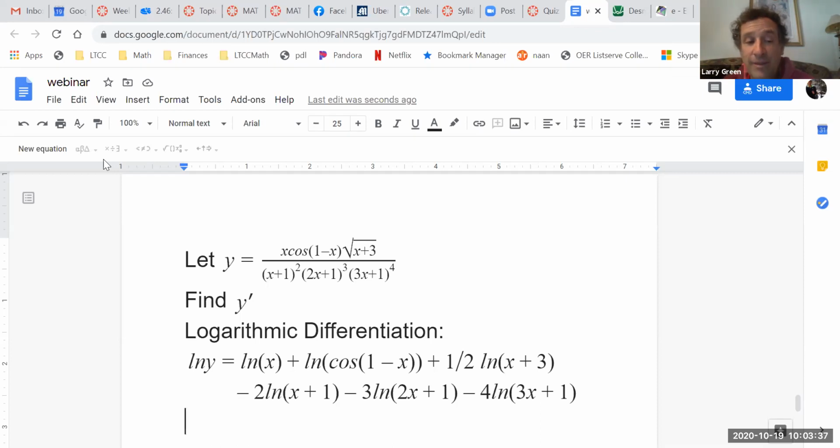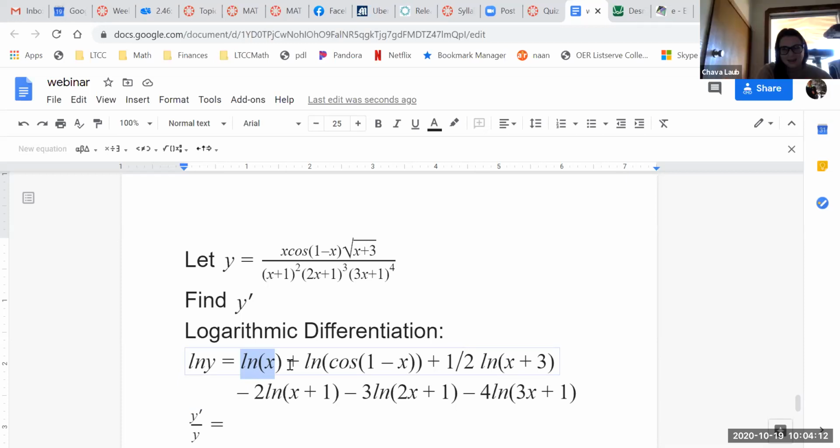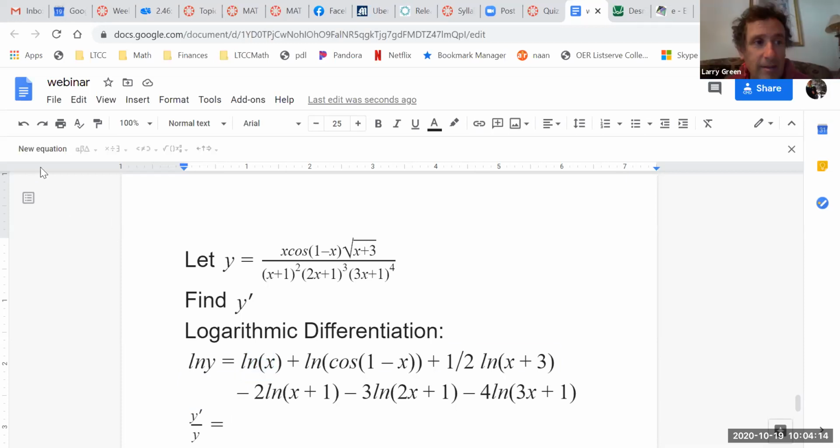So we need to find the derivative of ln of y. Well, we use the chain rule. The derivative of ln of y will be 1 over y times y prime, which is the same thing as saying y prime over y. Any questions on that? The left-hand side. What's the derivative of ln of x? 1 over x. That's 1 over x.